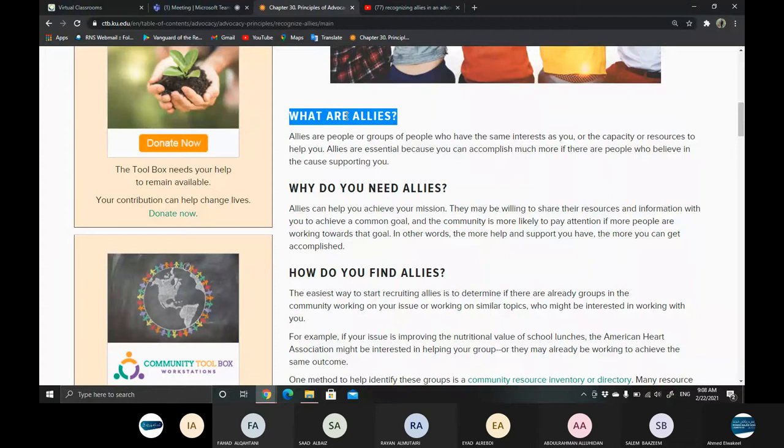Allies are people or groups of people who have the same interests as you or the capacity or resources to help you. Allies are essential because you can accomplish much more if there are people who believe in the cause supporting you. So once again, we need to open our mind. You are speaking right now about an advocacy campaign and all the aspects regarding that campaign. So while performing my advocacy campaign, I need some allies, some people to believe in my cause, some people to support me, some people who have the same ideas and perspective that I have. Consequently, they will all stand by my side and we all can launch our advocacy campaign.